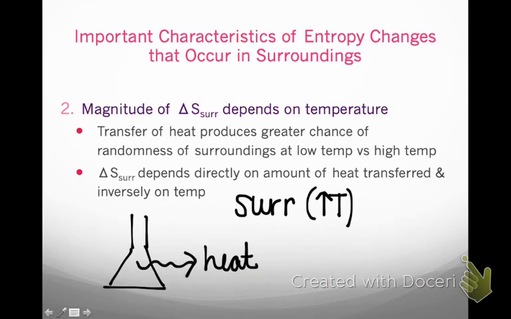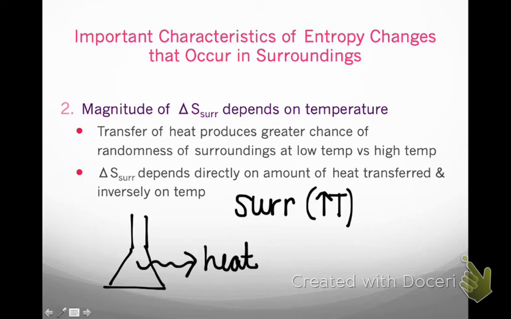So the second characteristic says that the size of the entropy of the surroundings depends on temperature, and that's what I was showing you with the endo and exo on a previous slide. If the temperature of the surroundings is already high, like what I have drawn on the slide, that heat that's going to be given off is not going to have much effect on the entropy of the surroundings. So the surroundings aren't going to have any increased entropy. They're probably just going to stay the same.